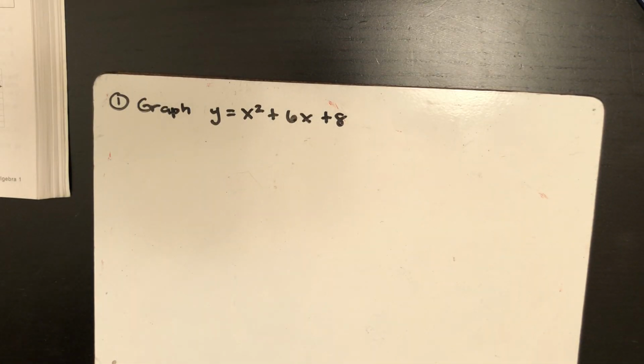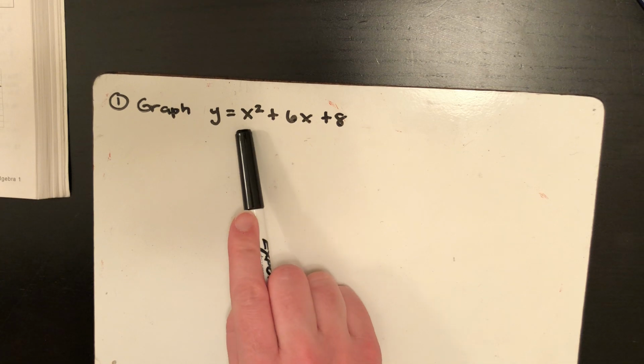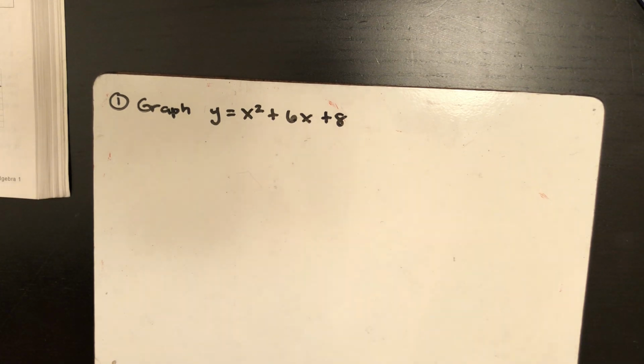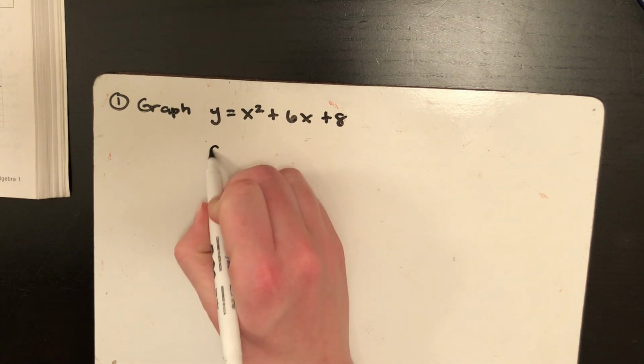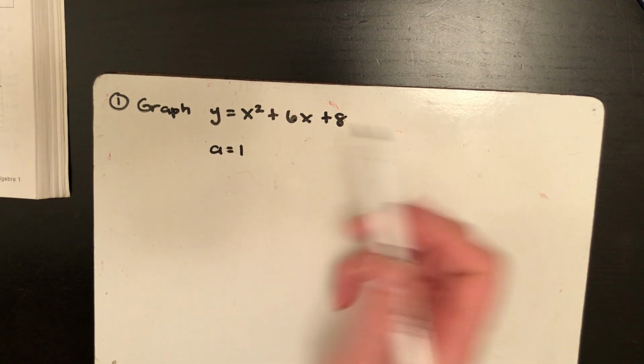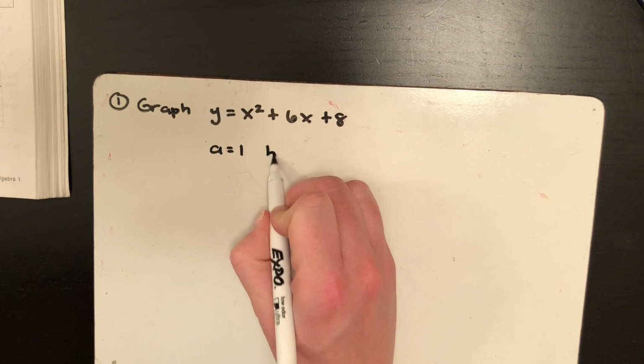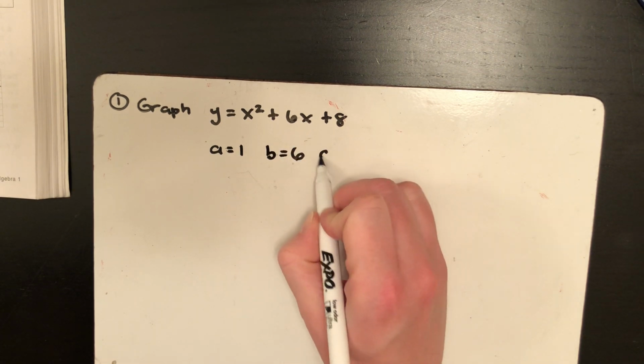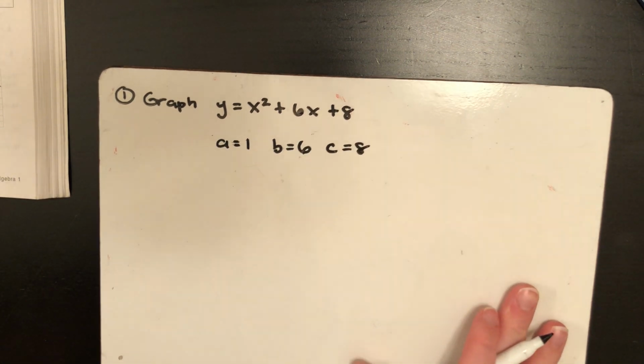All right, so step 1, is it in standard form? So we have y equals ax squared plus bx plus c. So my a value for this is 1. If there's nothing in front of the x squared, we're going to assume it's a 1. My b value is 6, and my c value is 8.